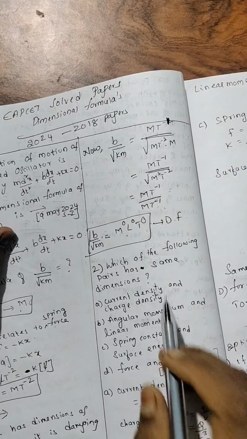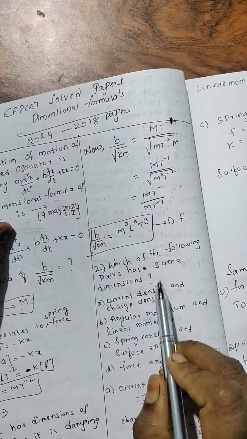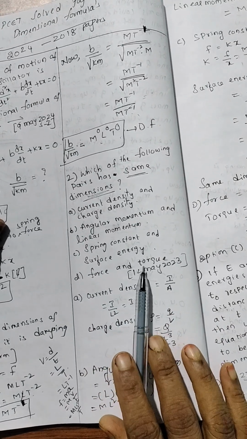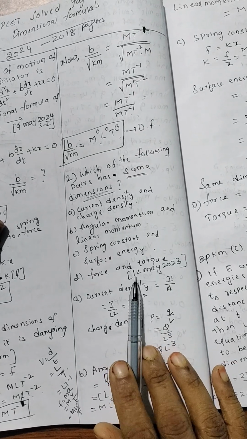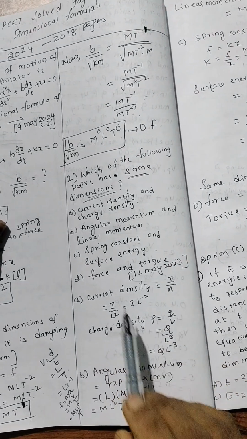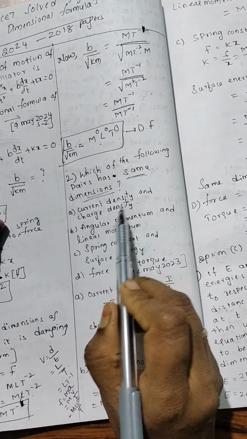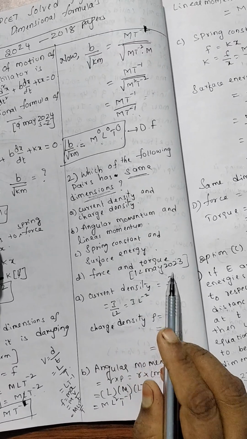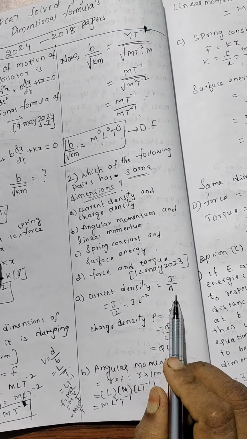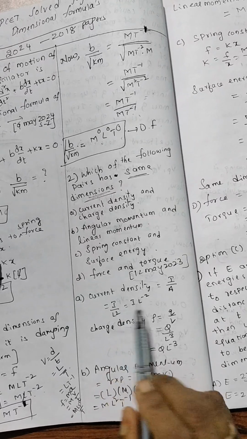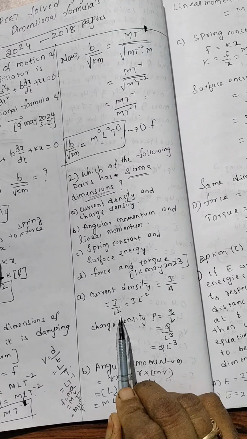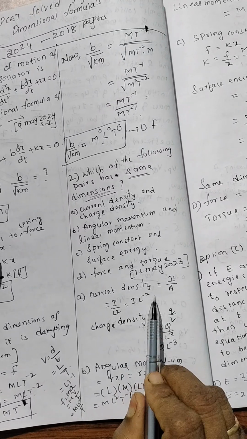Right? Now, the next question: which of the following pairs has the same dimensions? He gave 4 pairs in the options, and we have to find which pair has the same dimensions. This was asked on 12th May 2023. First let us go for the first pair, current density and charge density. Current density is current flowing per unit area. Now current I, area is length into breadth, L into L, that is L². So we got I L^-2.